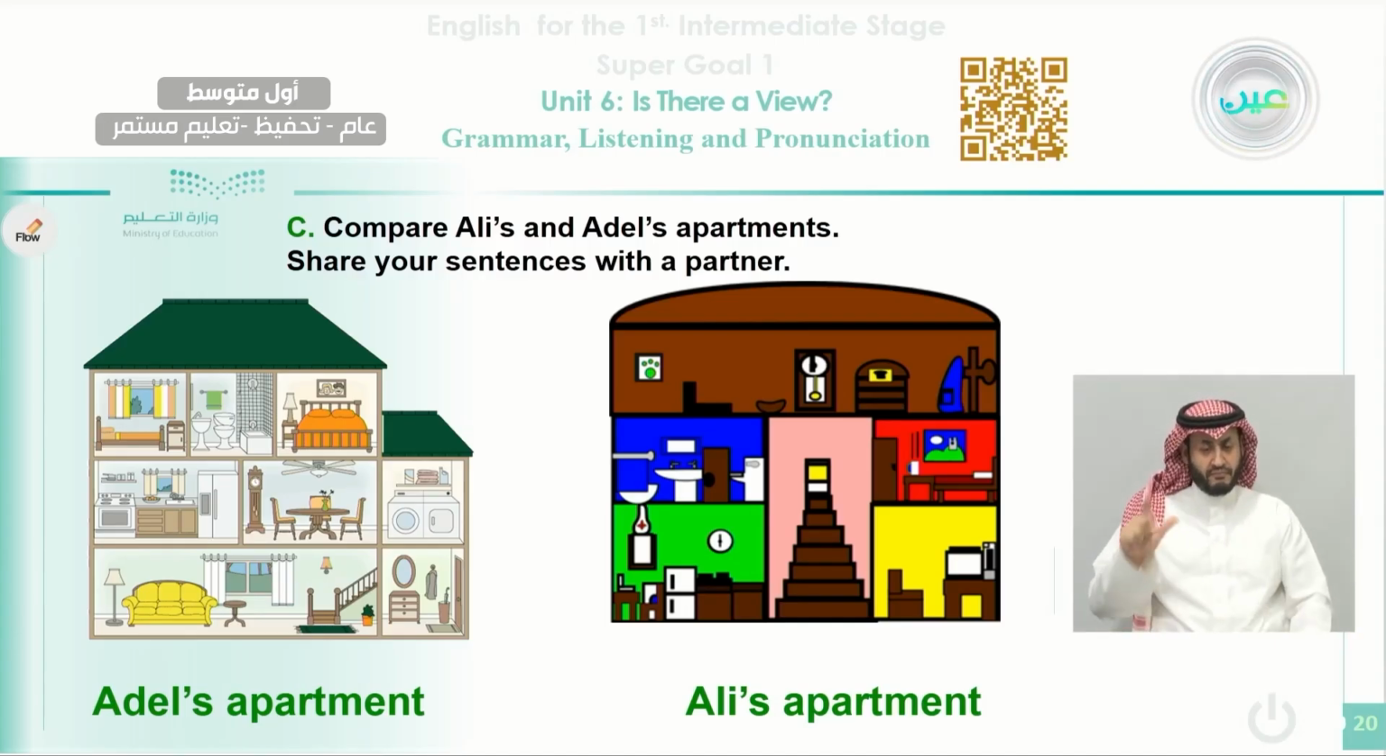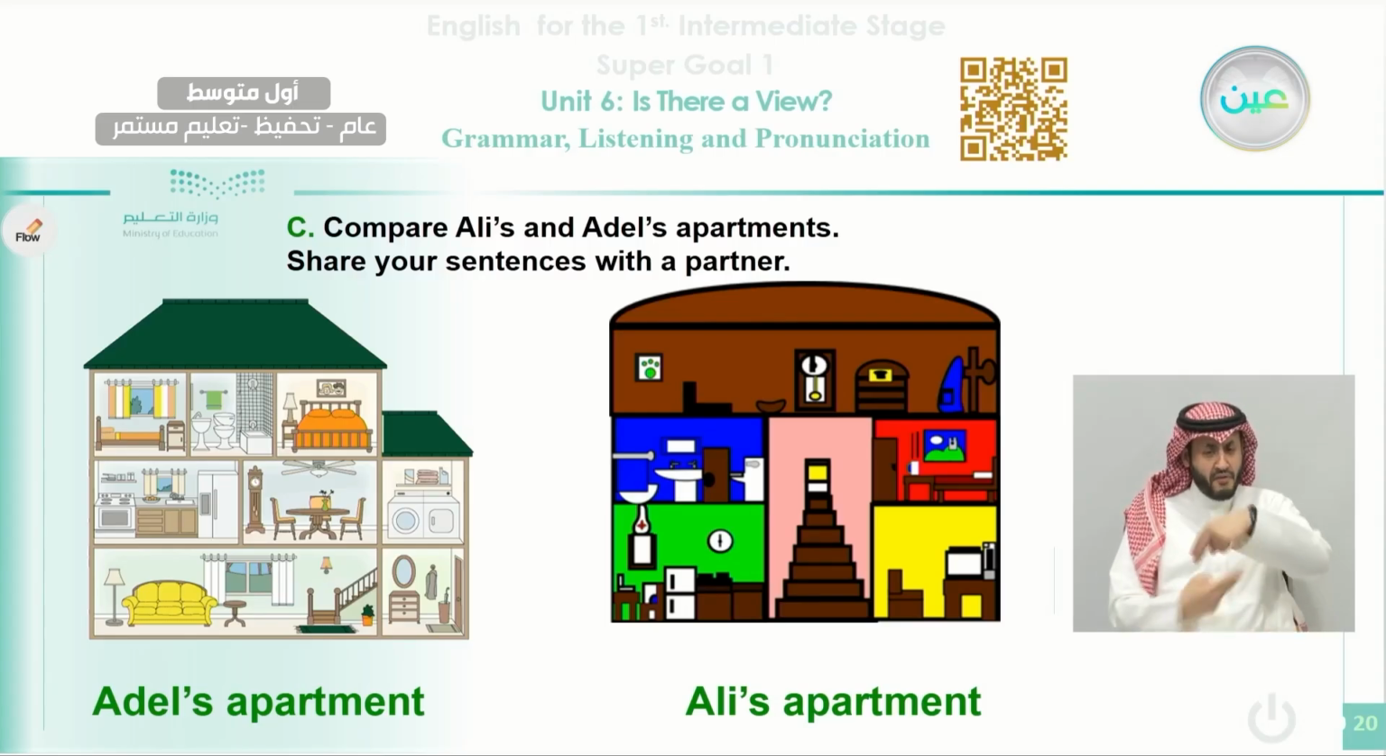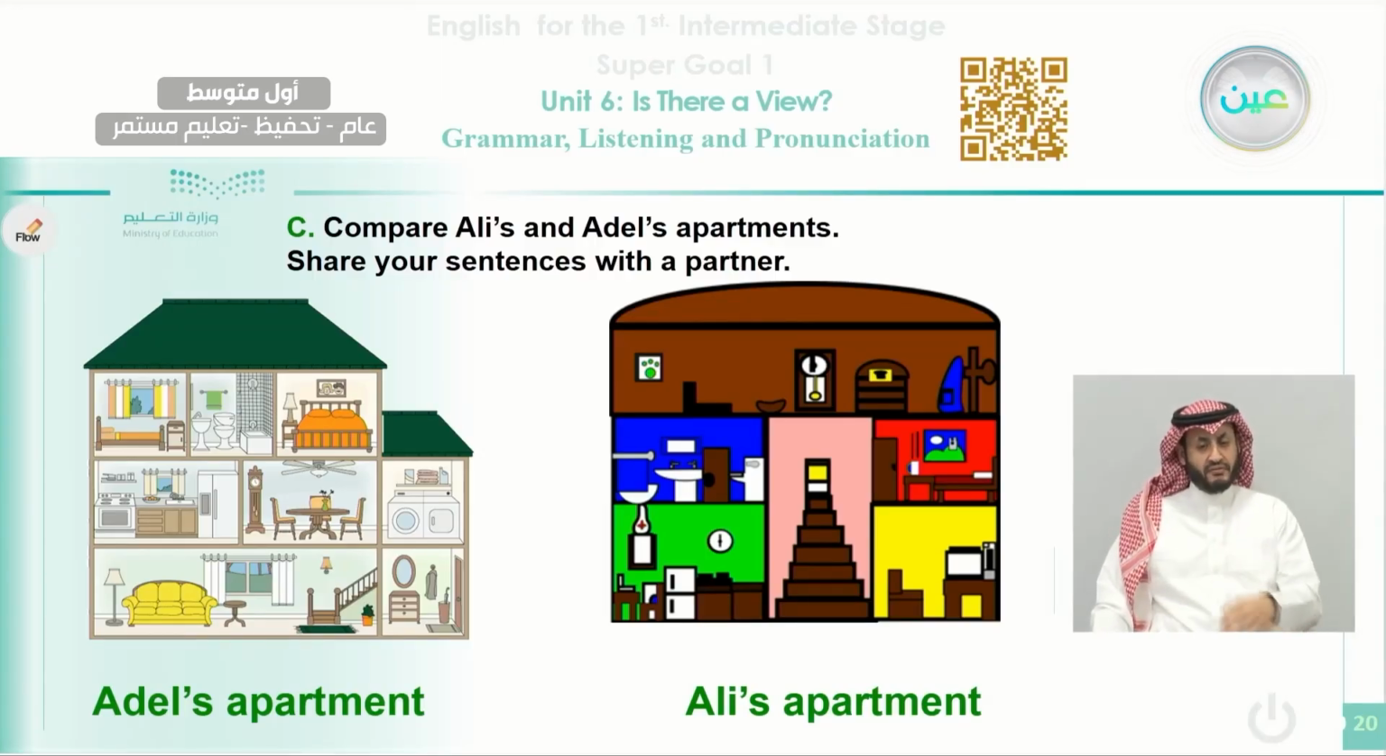You can tell here there is a dryer. Is there a dryer in Adil's apartment? You can see here, look for a dryer. Yes, there is. But here we move to Ali's apartment. Is there a dryer? No, there isn't. Let's go back to Adil's apartment.